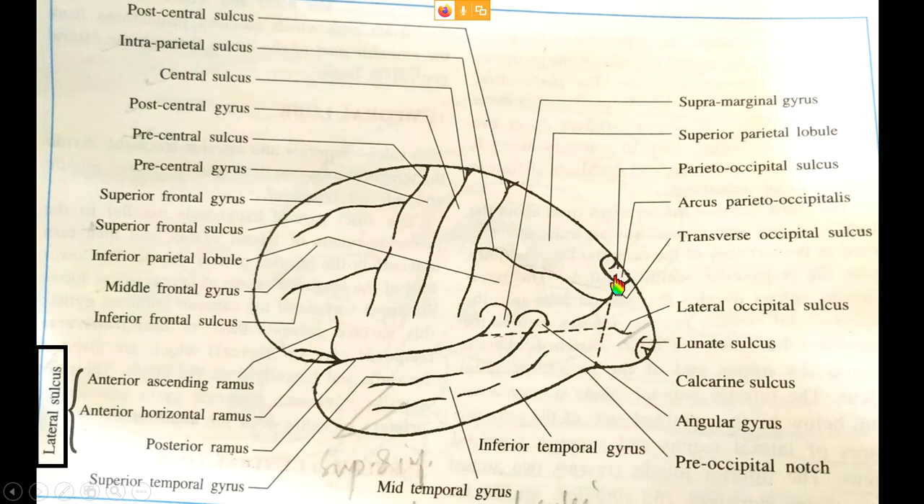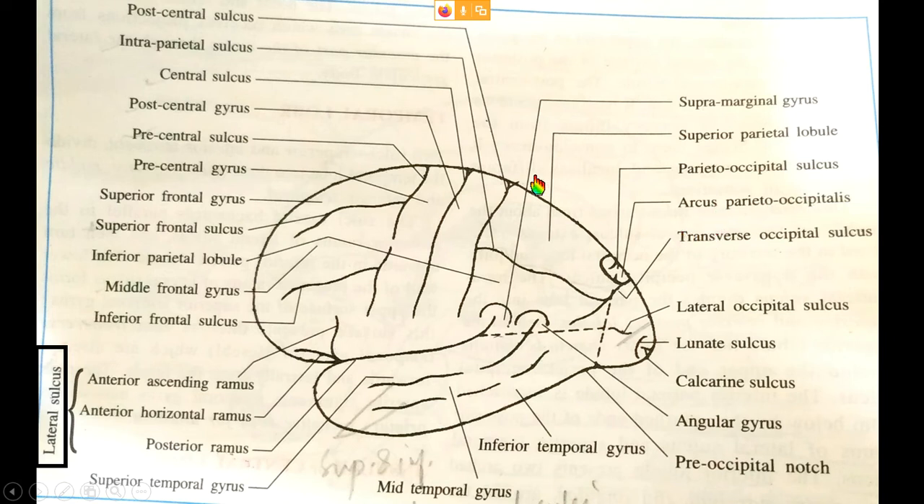It is surrounded by a gyrus called the arcus parieto-occipitalis. You can see the area which is covering the parieto-occipital sulcus. That area is called the arcus parieto-occipitalis.